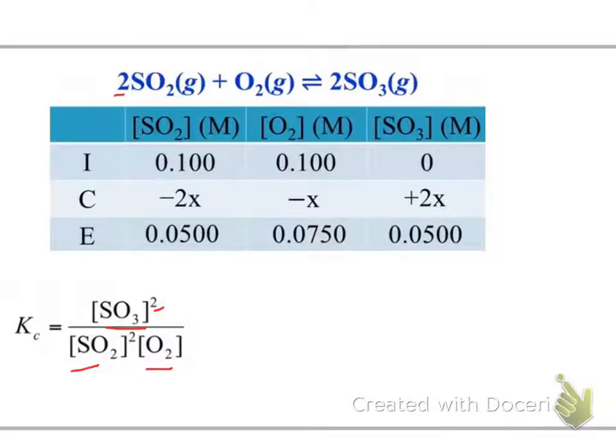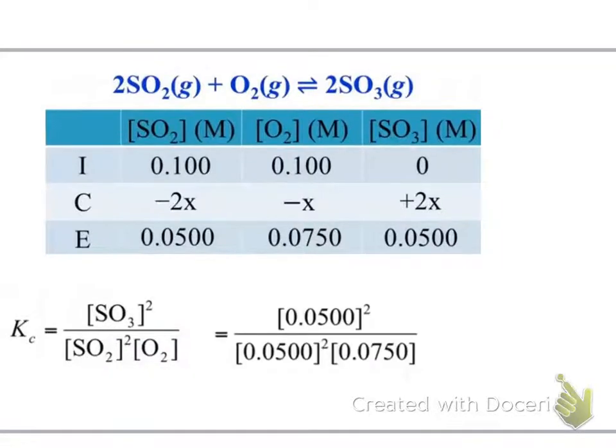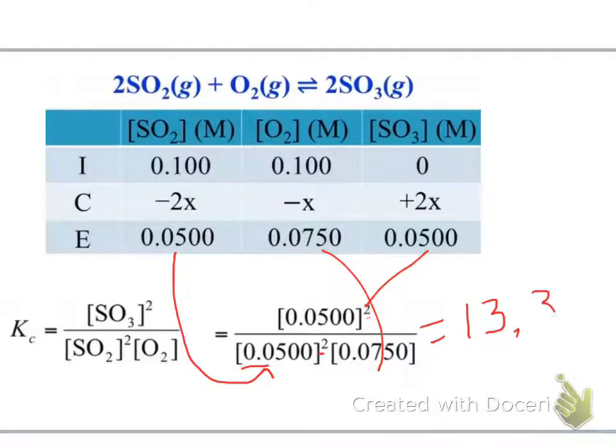Okay, and if I plug in those amounts, which are the equilibrium amounts, I have SO3 right here, I have SO2 here raised to its coefficient, and I have O2 here. And if I plug these in and I calculate, I get my K is going to be equal to 13.3.